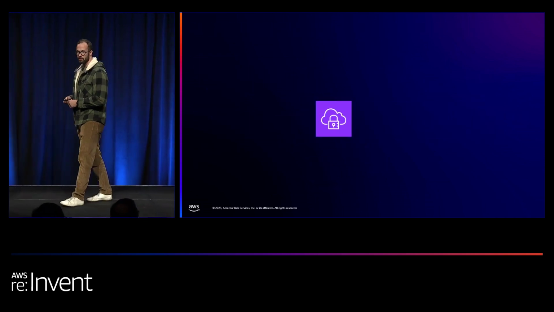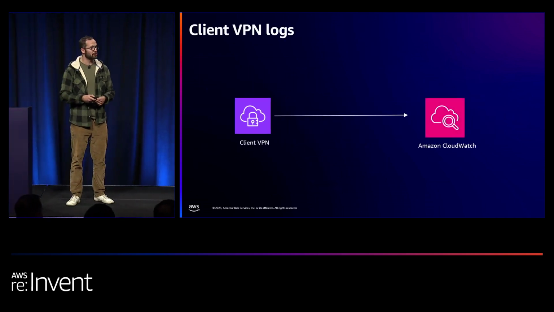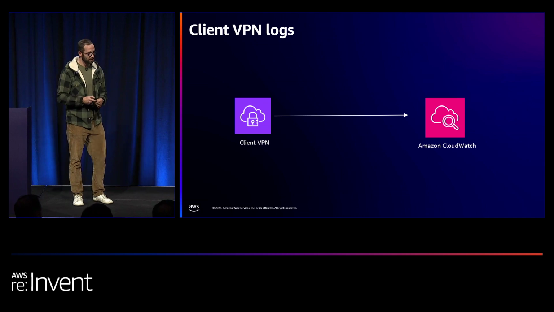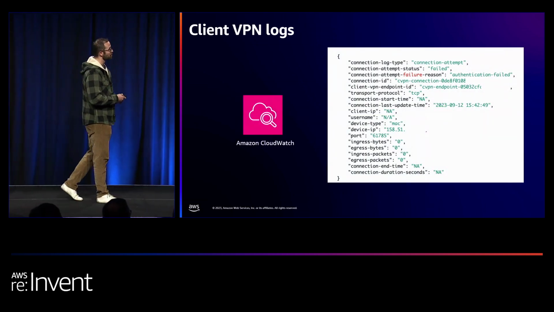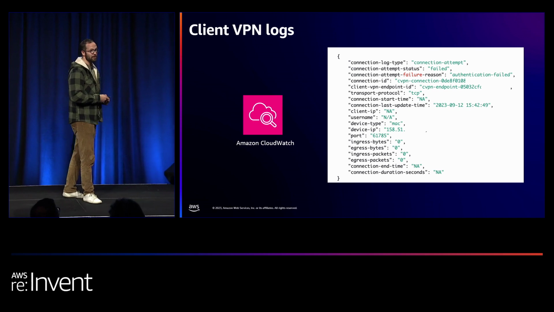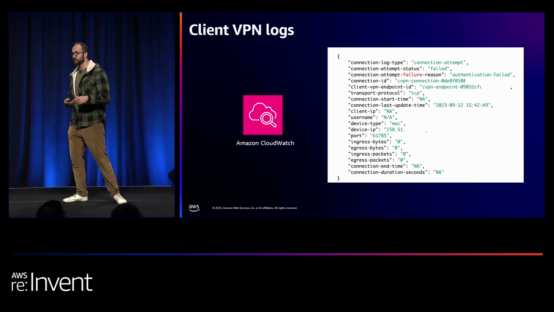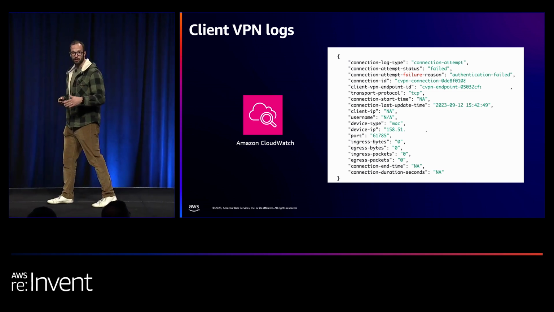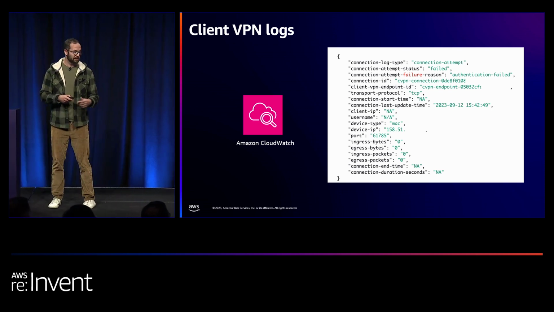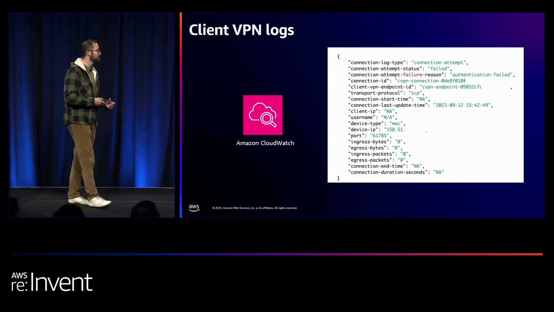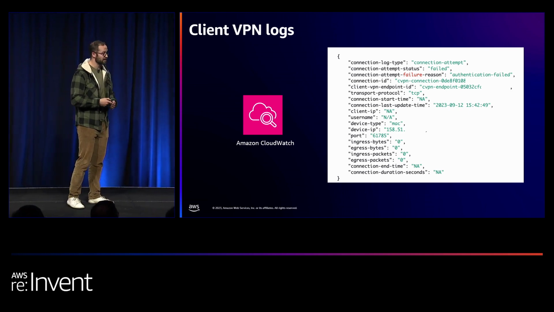All right, from a logging perspective, Client VPN allows you to log information to CloudWatch. If we have a look at an example of a log entry, it actually looks very similar to the information we're sending to that Lambda connection handler. So it's going to have a lot of information about the user connecting. This is an example of a failure. Someone failed to connect because their authentication failed.